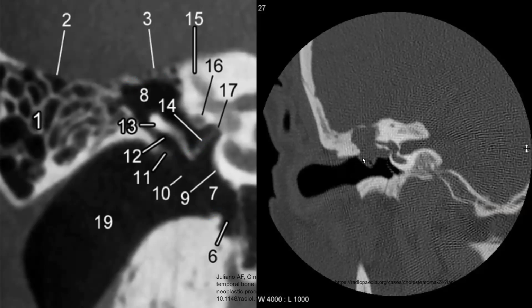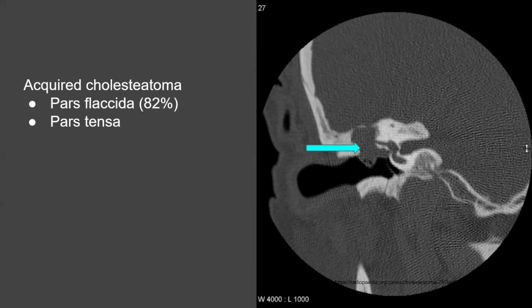But over here, we see the eroded scutum, and we don't see the Prussak space. It should be filled with air. Here it's filled with an opacity. We don't see the middle ear ossicles. Well, that's problematic. And as some of you may know, we see this in the setting of what's called a cholesteatoma. Usually these are acquired, but can be congenital.